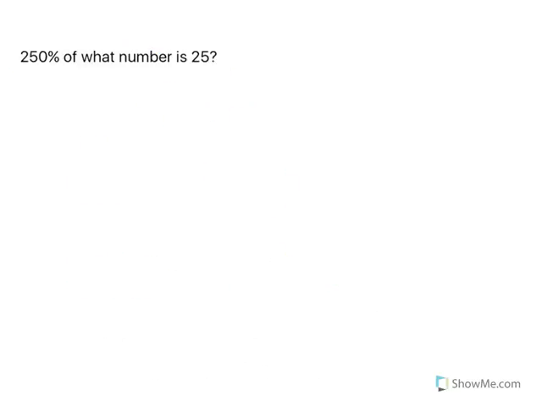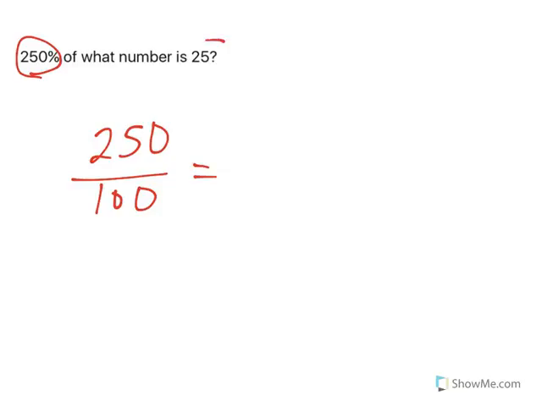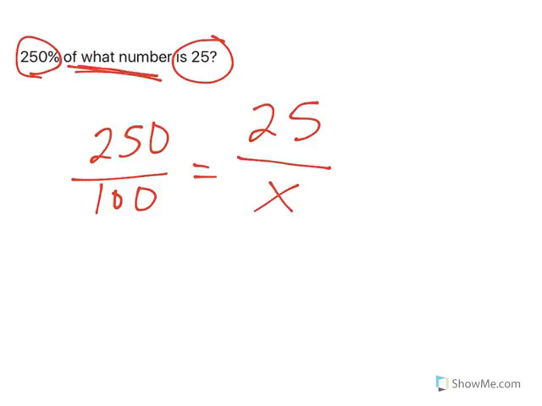250% of what number is 25? Well, 250% is more than the whole, right? Because a whole is 100%. So 250 over 100 is 25. That means is goes on top of what number? I throw that on the bottom.